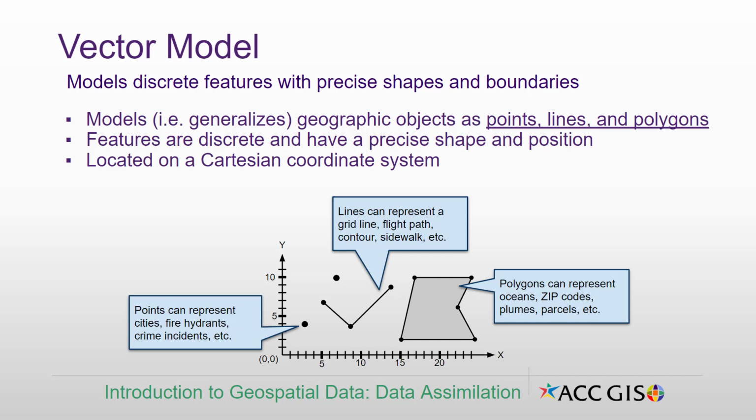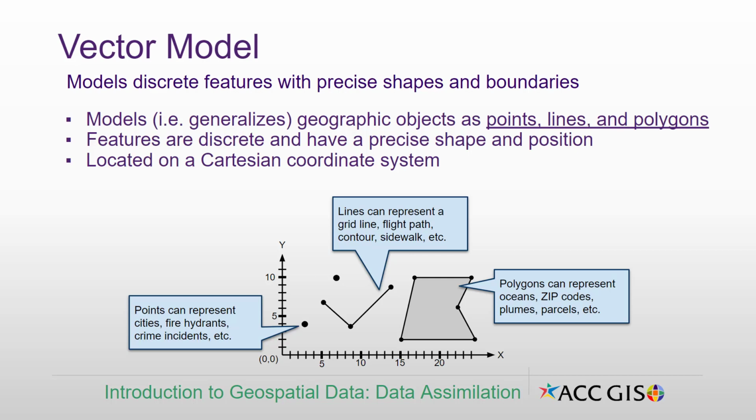The features themselves are discrete. They exist where we model them and they don't exist somewhere else. For example, a lake is represented as a polygon. And if I was standing in the lake, I would be wet. The lake exists. But if I'm standing on the shore or somewhere else, there is no lake and the lake does not exist. That is a discrete object and it has a precise shape and position. That is the shape and location of the lake itself.